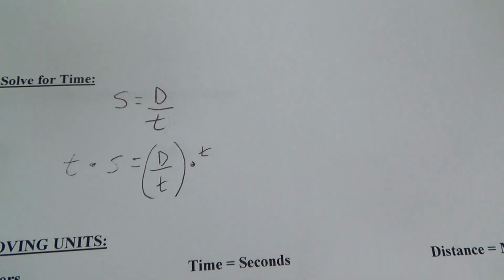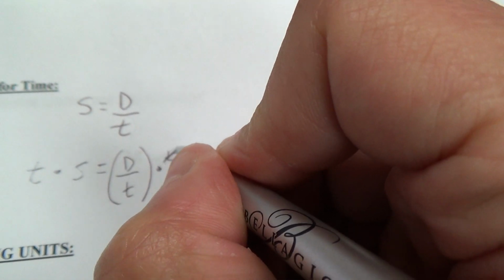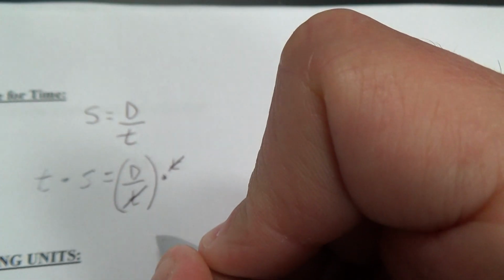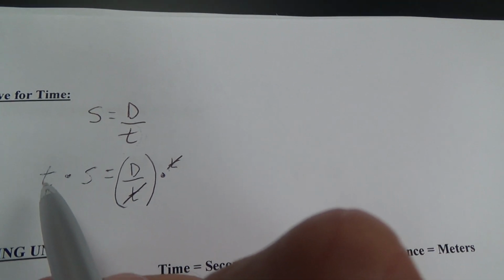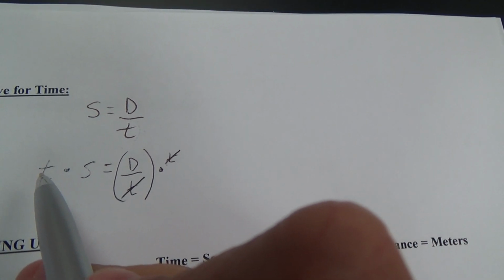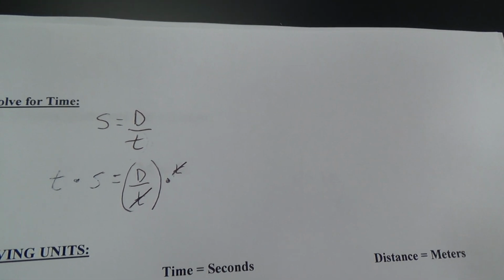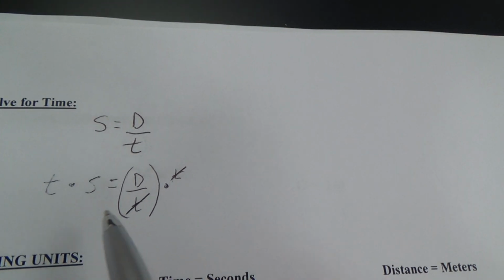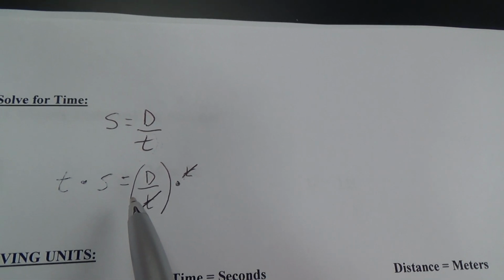Okay, so now we're going to cancel on both sides like that, right? And now look over here. S times t, so you're left with d equals s times t. Okay, good. So now we are equivalent on both sides, okay?